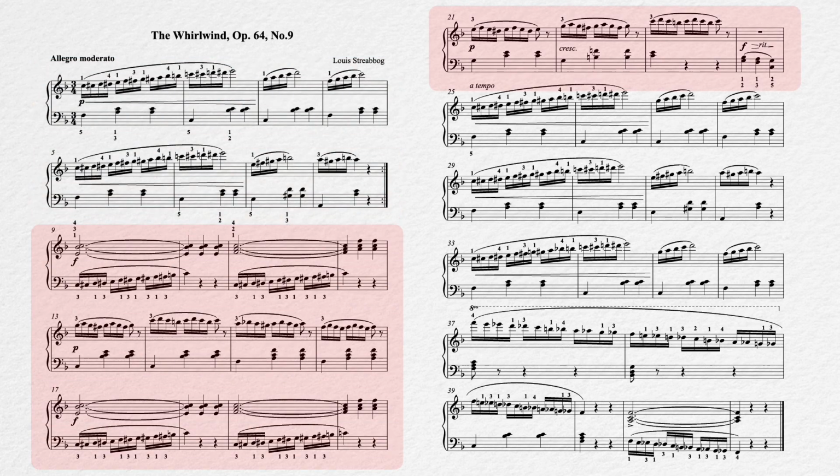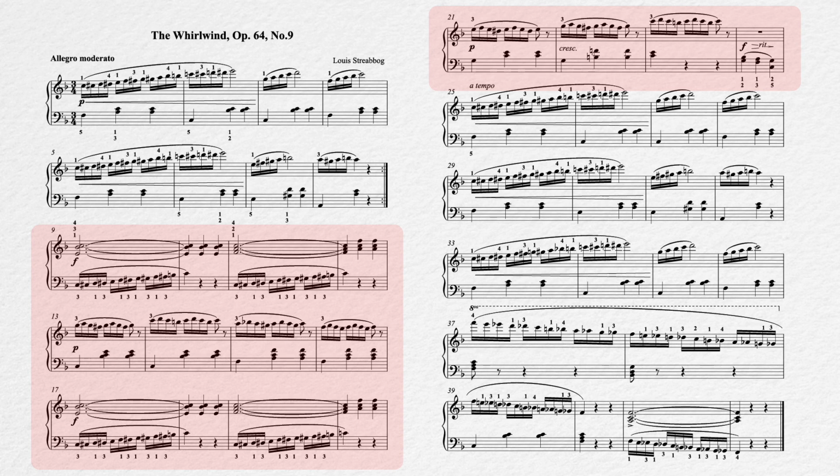Measures 9 through 24 encompass our B section, which is split into 2 8-bar phrases that have the left hand playing an upwards chromatic scale twice over the course of the first 4 bars, and then splits into these winding back and forth figures in the right hand for the second 4 bars.